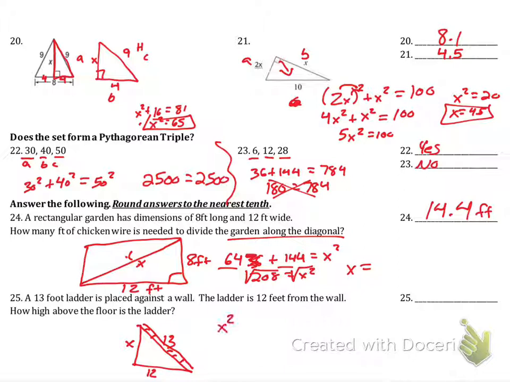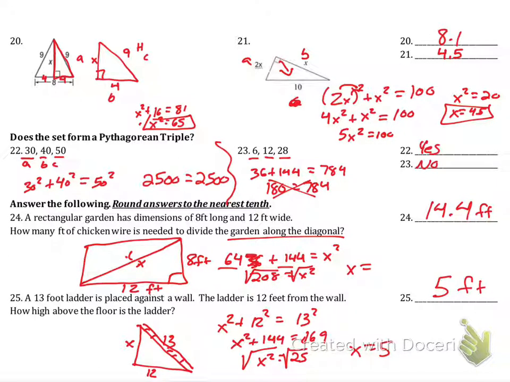So x squared plus 12 squared is going to be equal to 13 squared. x squared plus 144 is then going to be equal to 13 squared, which is 169. I'm going to minus 144 on each side. So I'll have x squared is going to be equal to 25. Take the square root from both sides to just get x. So x is going to be 5 feet. So this height right here is 5 feet.